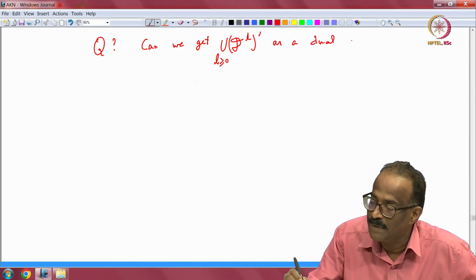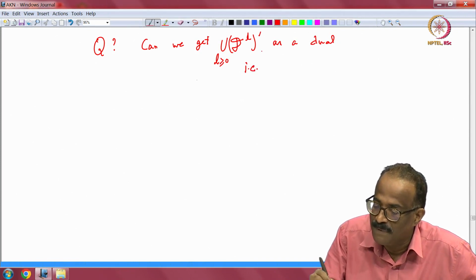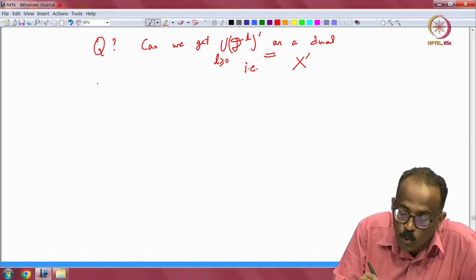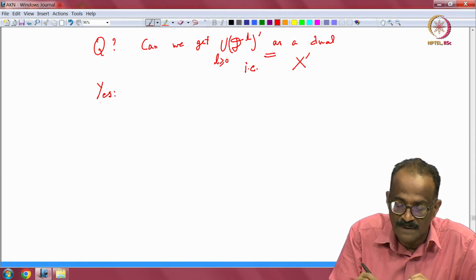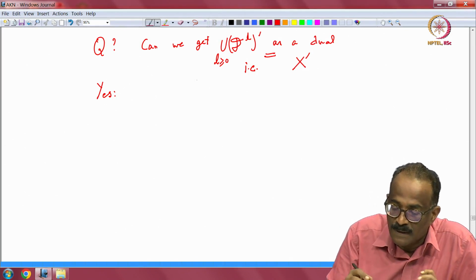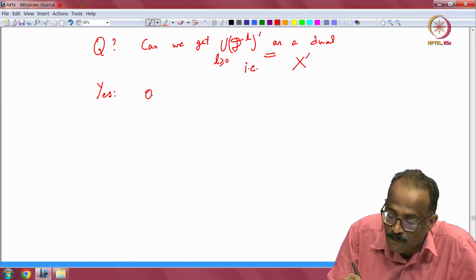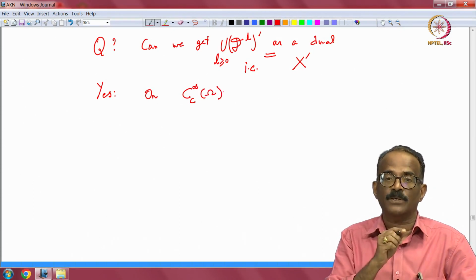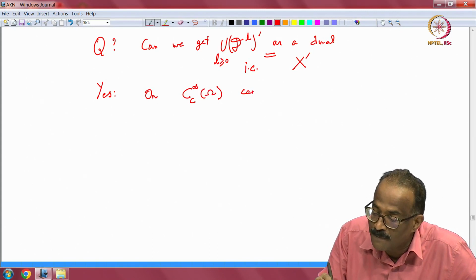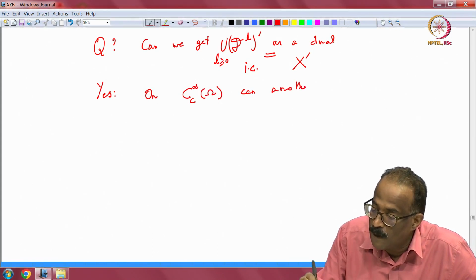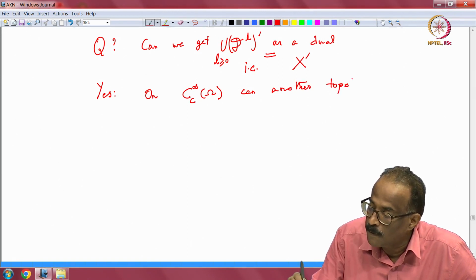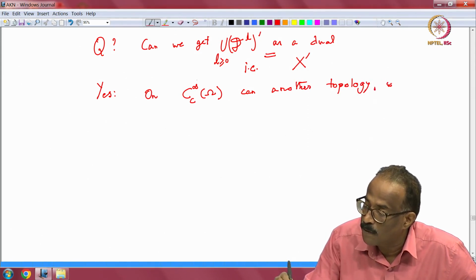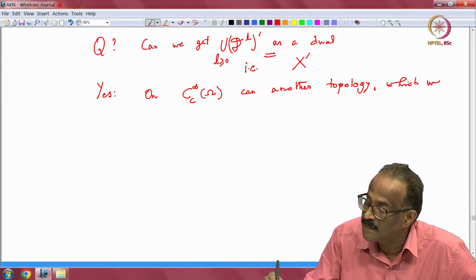So, can you get some X, that is, can we write this as equal to some X prime with appropriate topology? Yes, you can do that also. I will not give all the detail. So, on C_c infinity of omega, we have defined the inductive limit topology; you can define another topology.